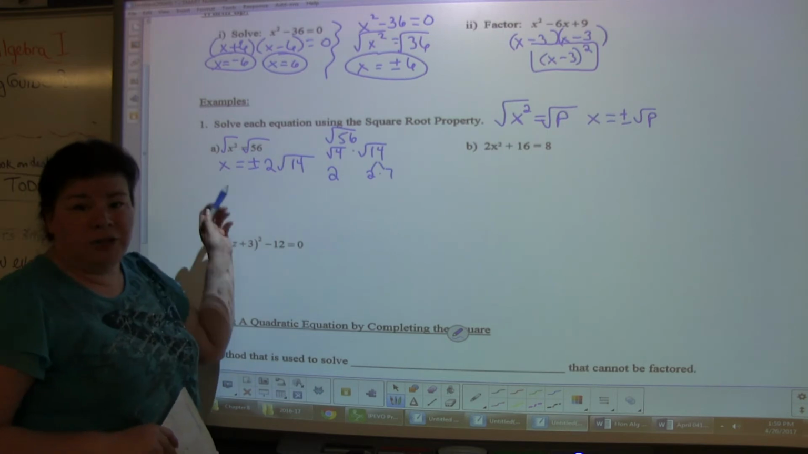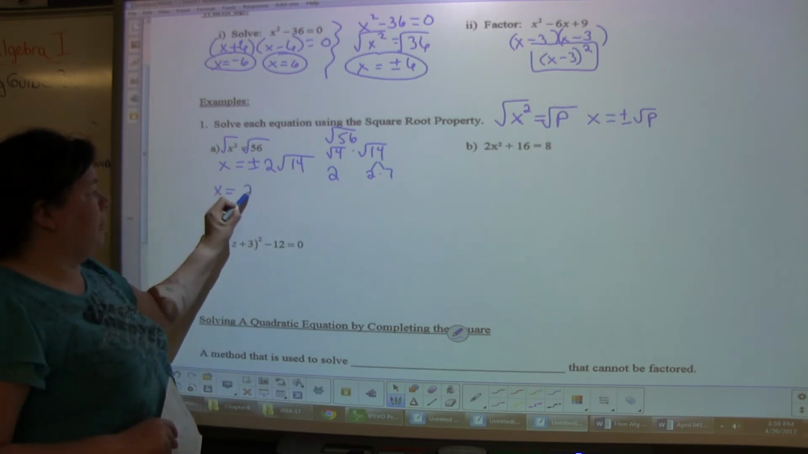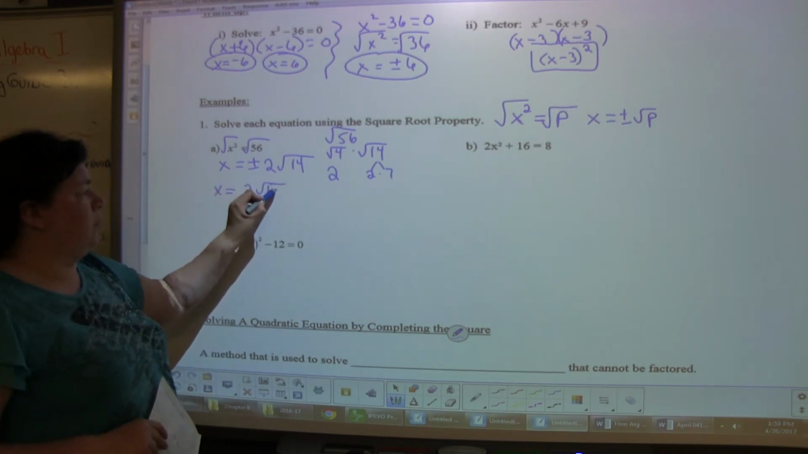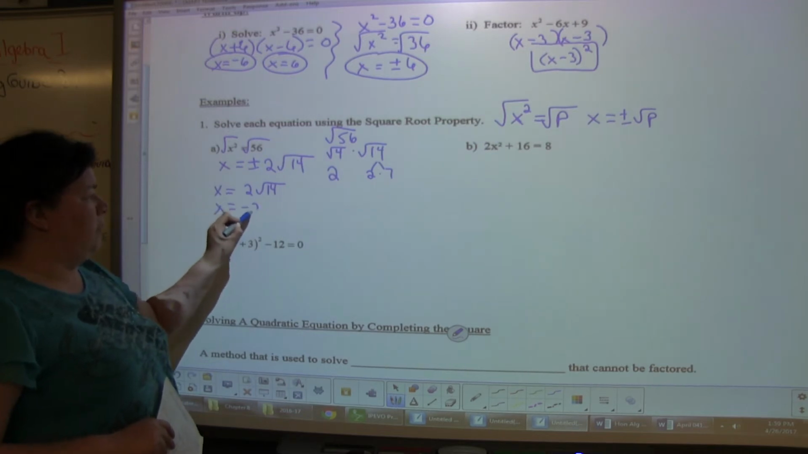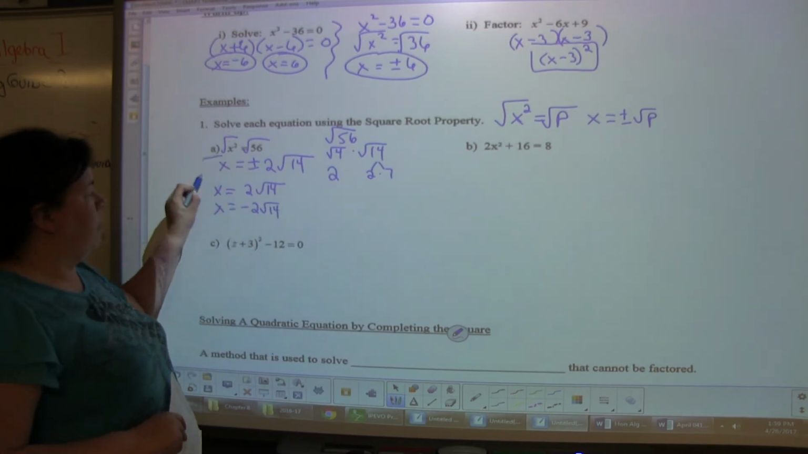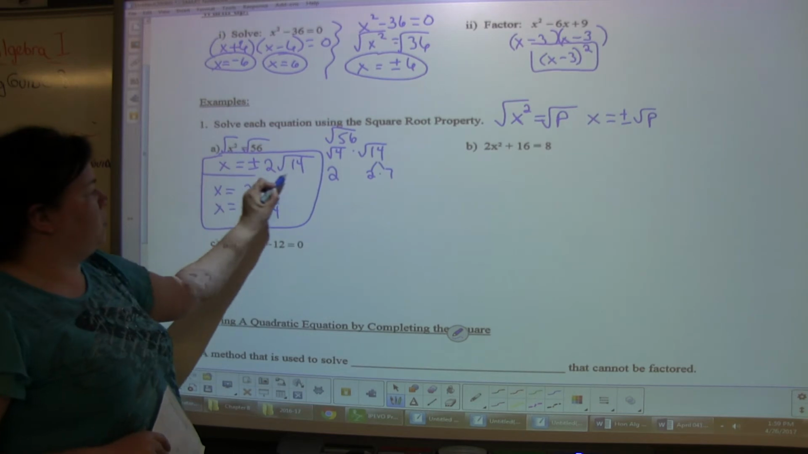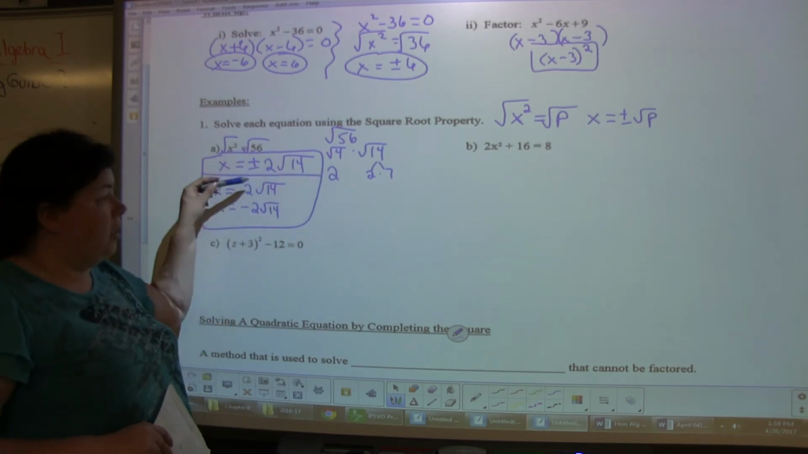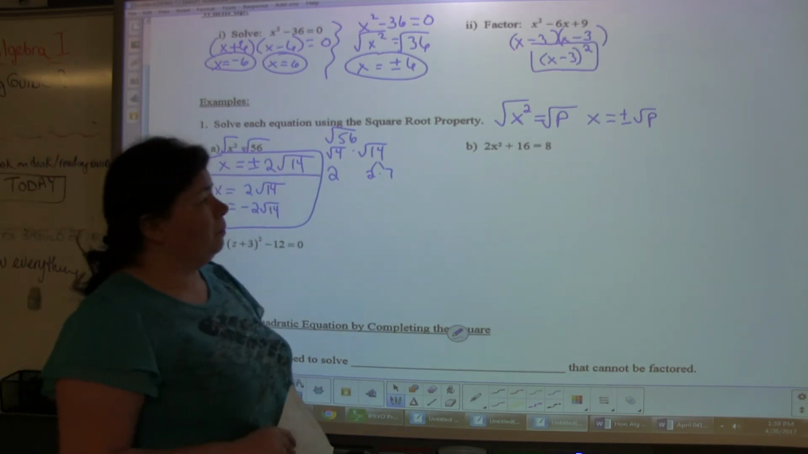Now, I could write my answer like this, or I could separate them as positive 2 root 14 for one answer and negative 2 root 14 for the other. So either way works. I just want you to see that this includes both, and this separates them.